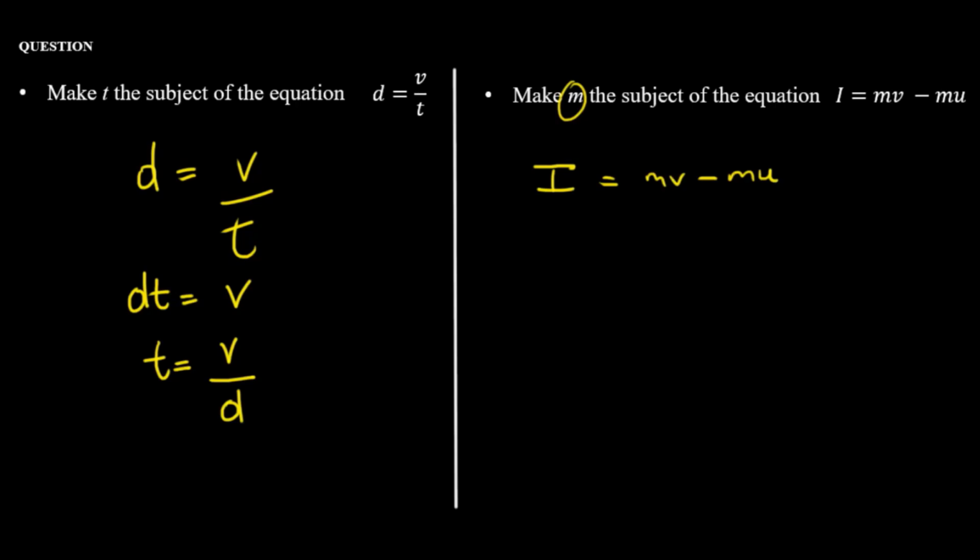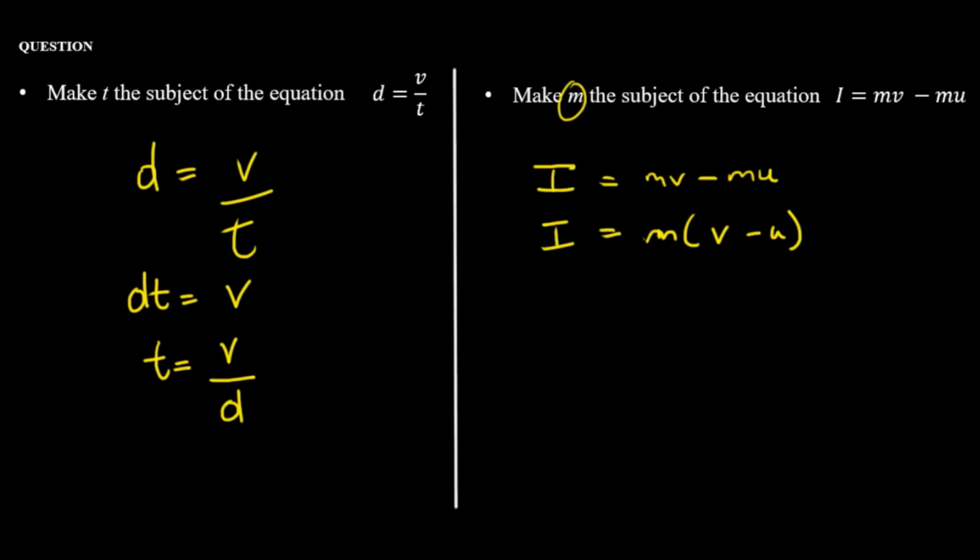Because if m is a common factor between both, then if I factor out m, then m into mv would just be v, and m into negative mu would just be negative u. And now I have one m by itself. I have one of the m's by itself, and now I need to make it the subject.